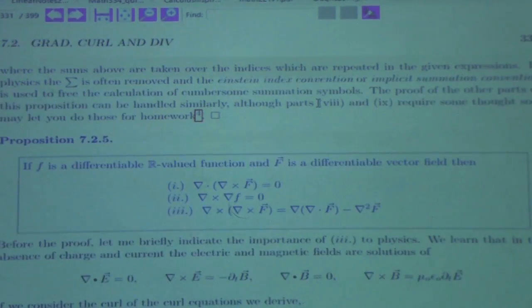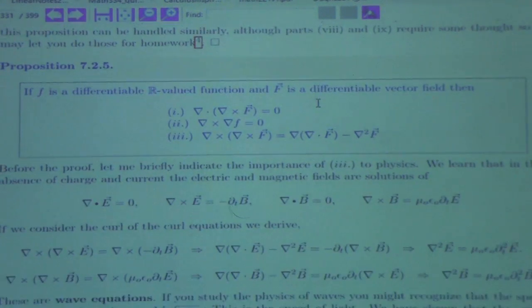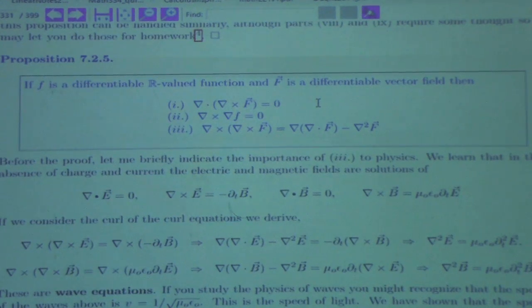Oh, homework. Yeah, so I might give you a homework to derive the other two, or one of them. Would you guys like to do that homework? Nope.